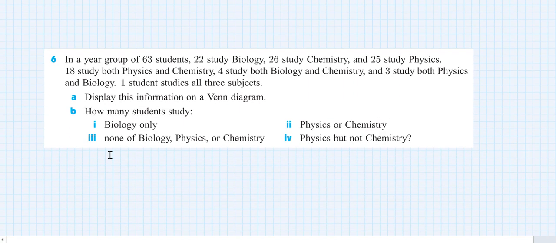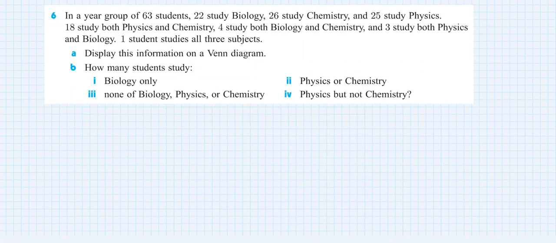Let's move on to the next question, question number 6. This problem is a little bit complicated, so let's read it. In a year group of 63 students, 22 students study biology, 26 chemistry, 25 physics. Then there comes their intersection. Some students study physics, chemistry, some biology, chemistry, and the numbers are given. And there is only one student who studies all 3 subjects.